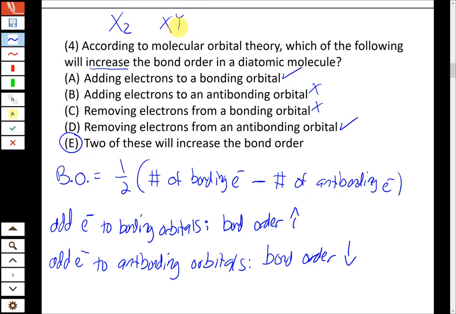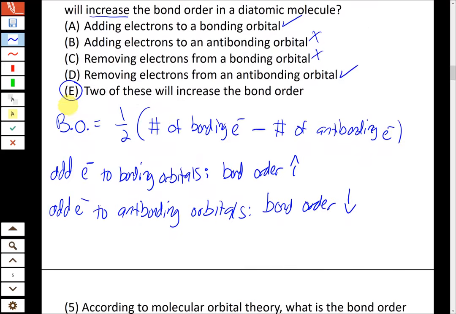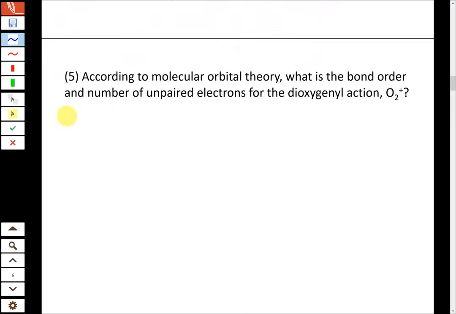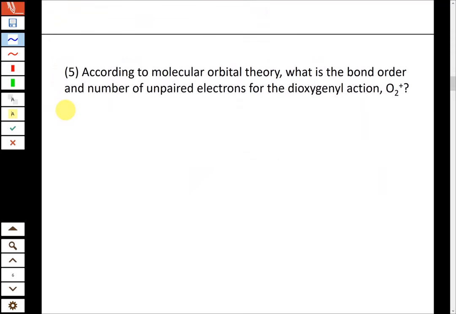All right, anything else? Okay, so on to number 5, which is the last of the chapter 4 questions. Here we're asking you, according to molecular orbital theory, what is the bond order and number of unpaired electrons for what's called the dioxygenyl cation? I did not spell that right. It should be cation. O2 plus.